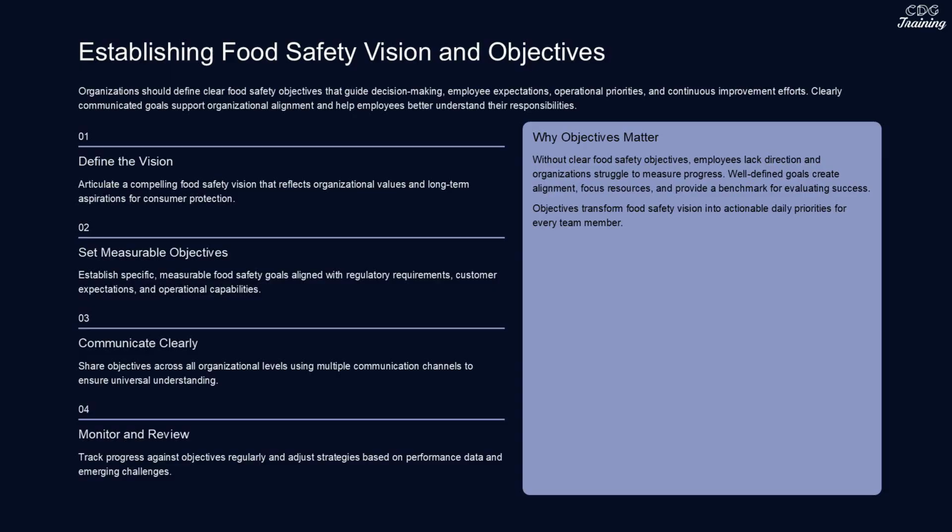Organizations should define clear food safety objectives that guide decision-making, employee expectations, operational priorities, and continuous improvement efforts. By establishing specific, measurable objectives and communicating them clearly, organizations can better understand their responsibilities and track progress. Objectives transform food safety vision into actionable daily practices for everyone involved.